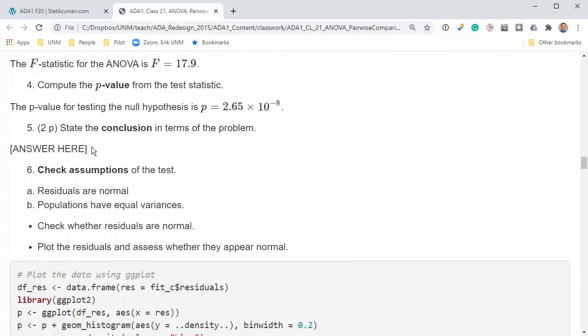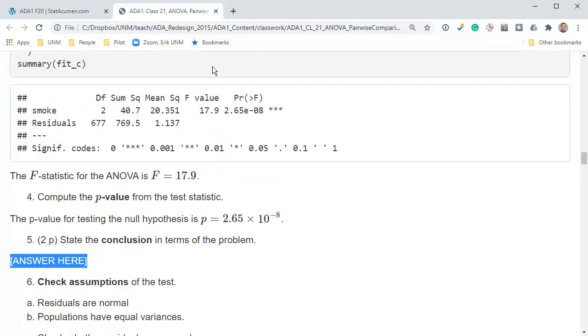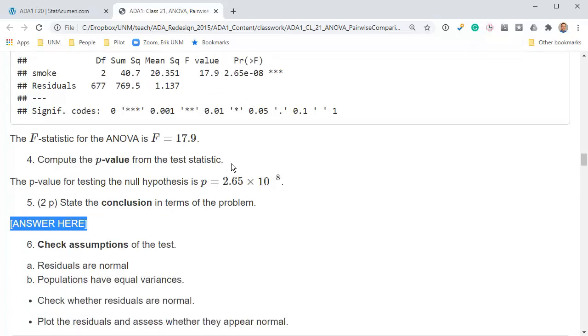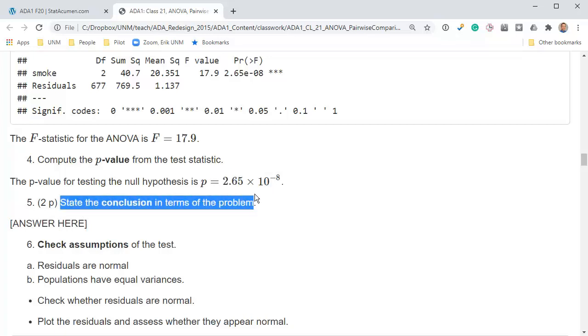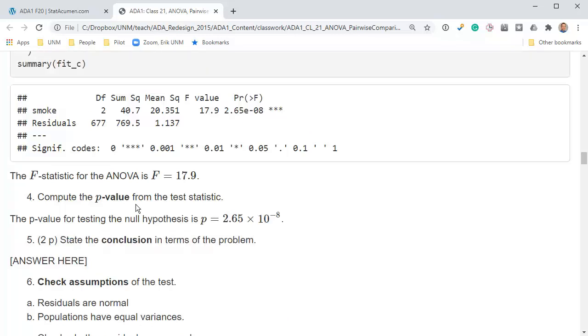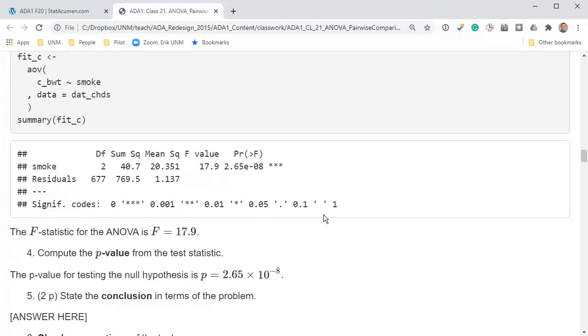So you can see we haven't really done anything yet. I'm just setting you up to make some answers. Here's where you're going to write some answers. The F statistic for the ANOVA is 17.9. That's good enough. The p-value is 2.6 times 10 to the negative 8th. State the conclusion in terms of the problem. Okay, so this is your time to think about this. If you want to pause the video and write a conclusion, you can do that and then come back and listen to what I'm going to say about it.